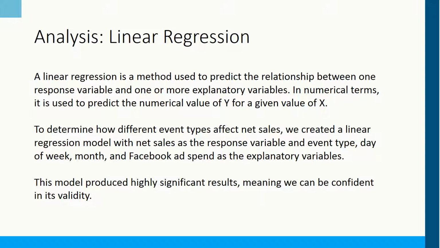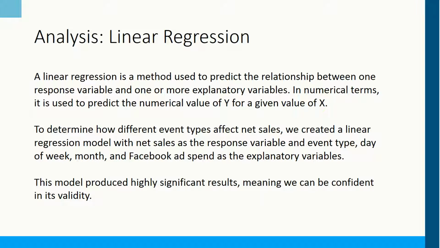One way to see how net sales are impacted by the different event types was to run a linear regression. This is a method that's used to predict a relationship between a response variable and one or two or more explanatory variables. Basically, we're trying to predict a numerical value of y given the value of x.